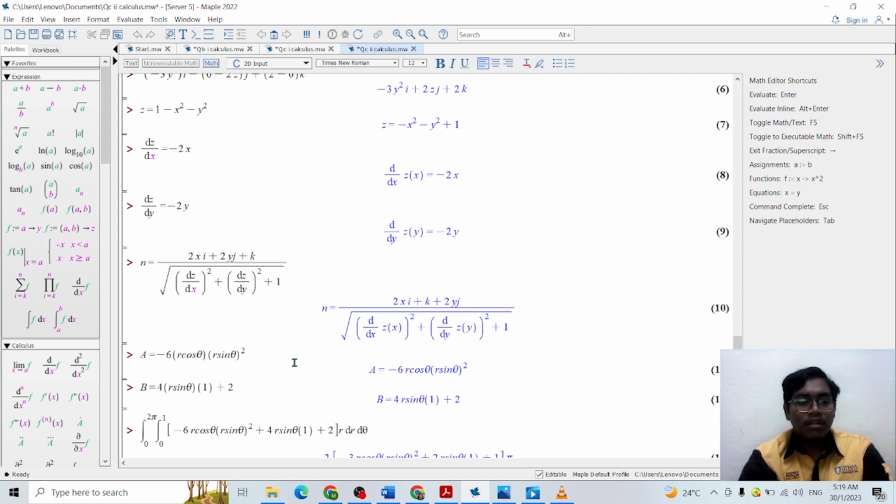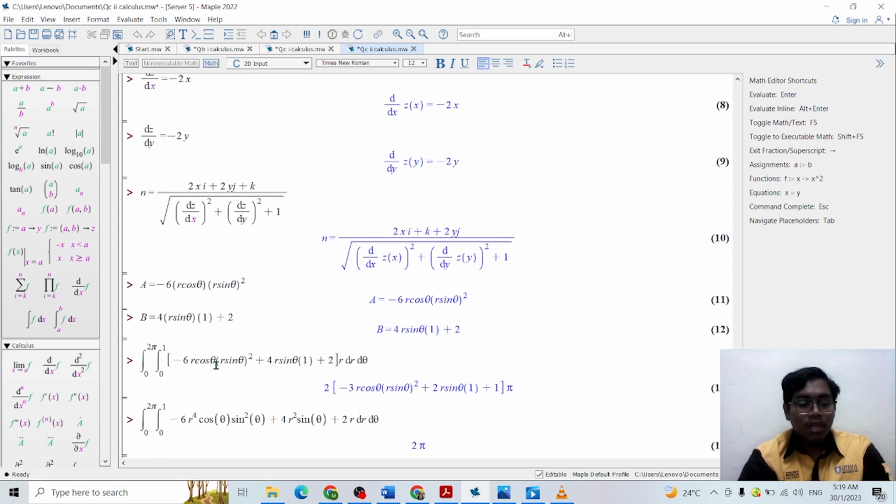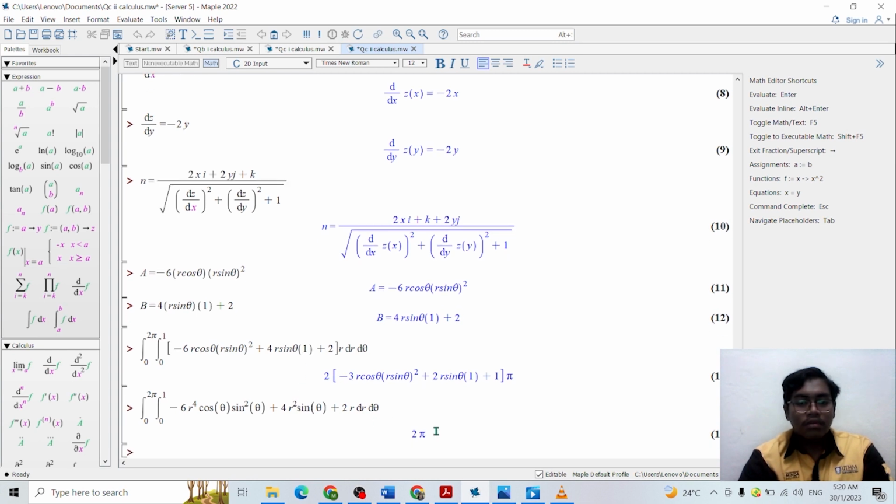Then we define negative 6 times r cos theta times r sin theta squared for A, and we define 4 times r sin theta times 1 plus 2 for B. The answer that we get, we have to double integrate, which is negative 6 r cos theta times r sin theta squared plus 4 times r sin theta times 1 plus 2, times r dr d theta. The answer for the double integration is 2 pi, which is the value for the right hand side. Okay, so that's all for question C. Thank you.